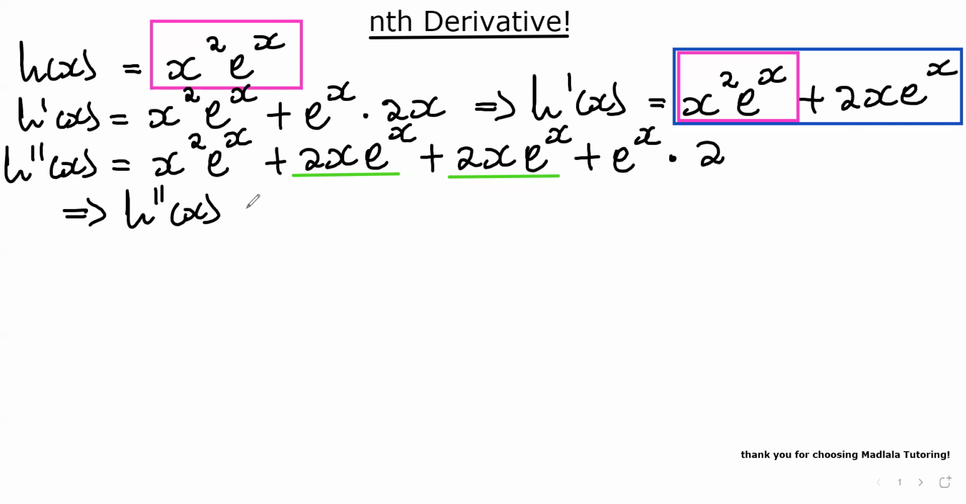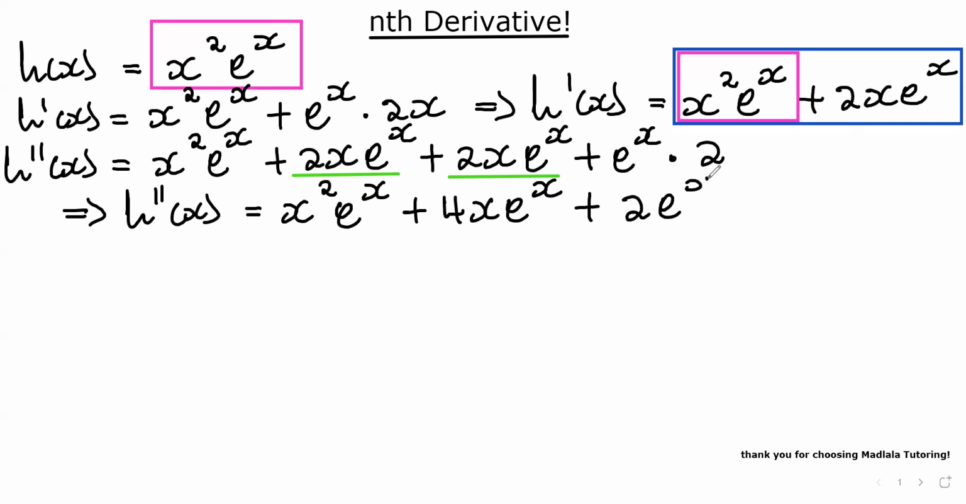So our second derivative, nicely written, will be x squared e to the x. And of course, 2 plus 2 is 4. So this is what we have. And then we have 2e to the x. Okay, fine. So now we are ready to find the third derivative of h.